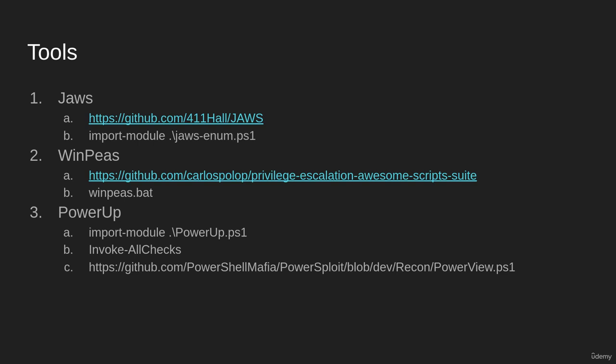In my opinion, I always like to get local privilege escalation, right? So for local privilege escalation, I use three tools, which are JAWS, WinPEAS, and PowerUp. JAWS stands for just another enumeration script. It's basically a PowerShell script designed to help the penetration tester quickly identify potential privilege escalation vectors on any Windows system.